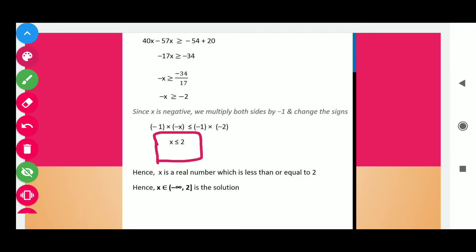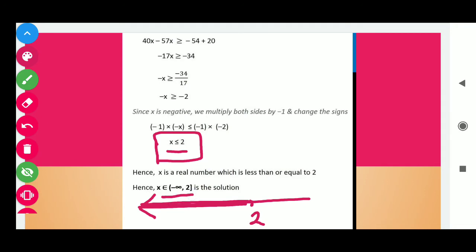Now students, you also have to show this on the real line. Real line or number line, both are the same. If we draw a real line and mark the point 2 on this real line, you can observe here x is less than or equal to 2. So darken the portion that is less than 2. In this way our interval comes minus infinity to 2.